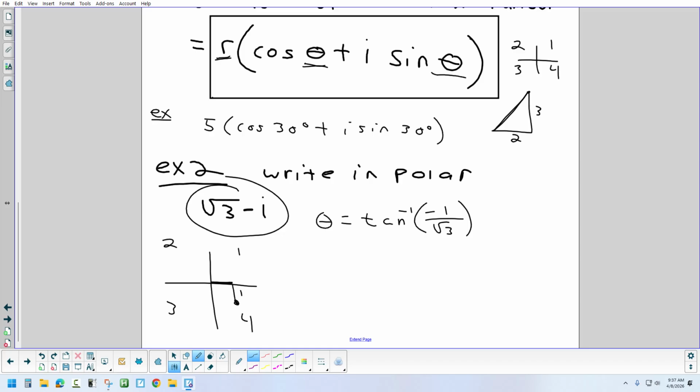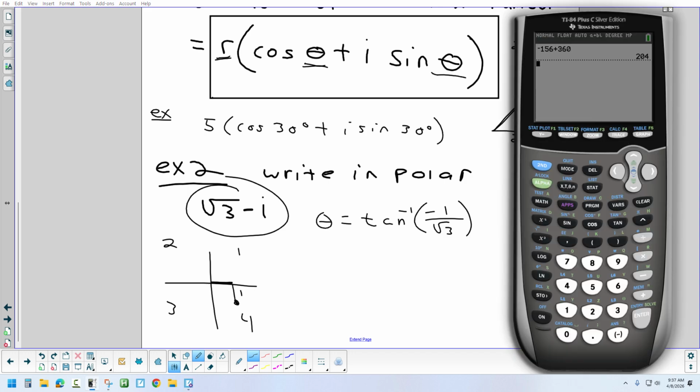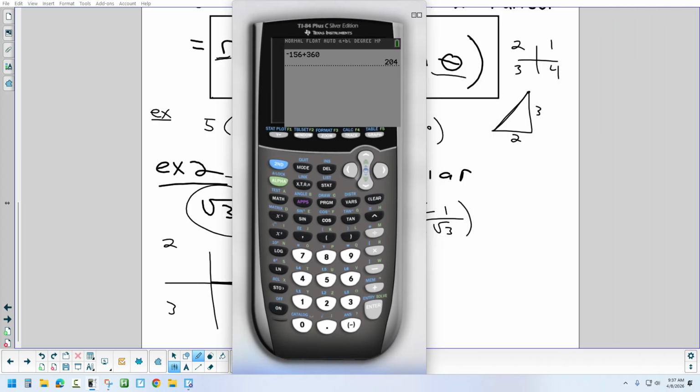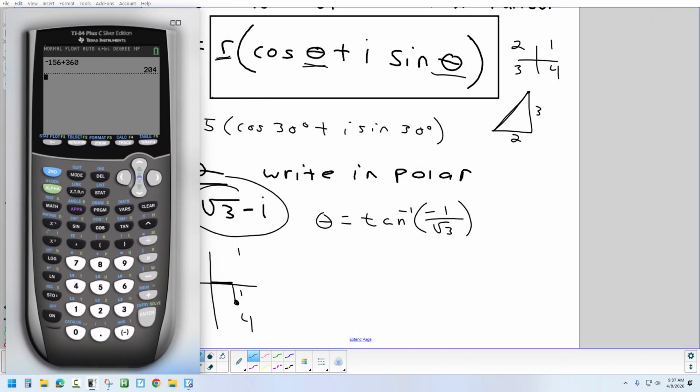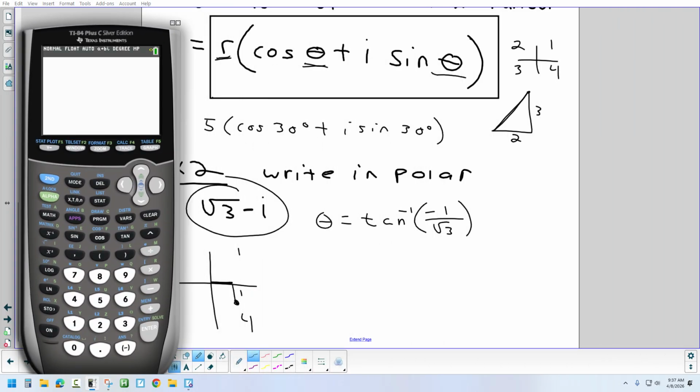And it is important you put the -1 in the top. If you put it in the bottom, it's wrong. So make sure you put it in the top. Y over x. And if we want to get a nice answer, what unit should we do it in first? Degrees. Yep, so I'm going to do it in degrees. So inverse tangent of -1 divided by square root of 3. I didn't close my parenthesis, but it doesn't really matter.